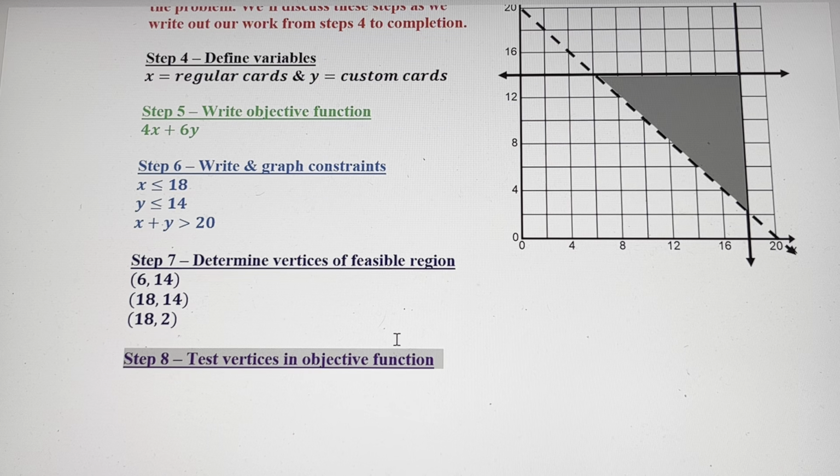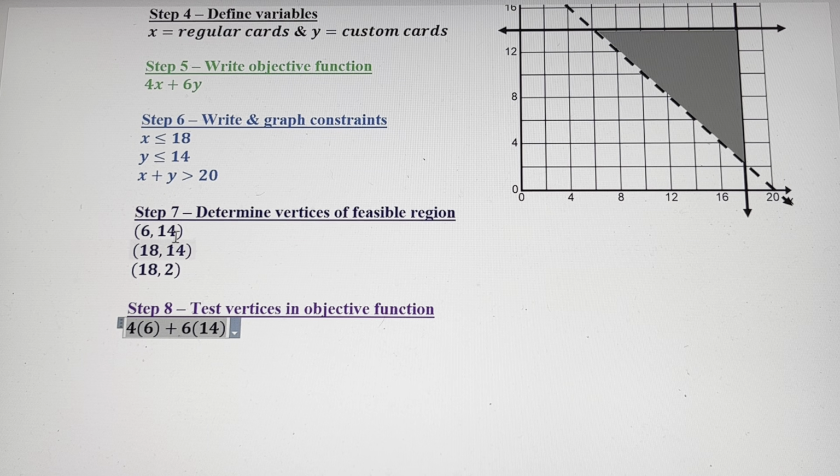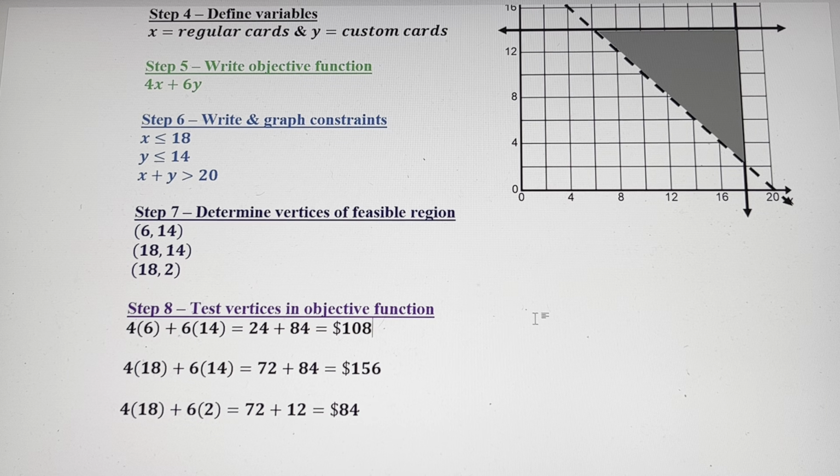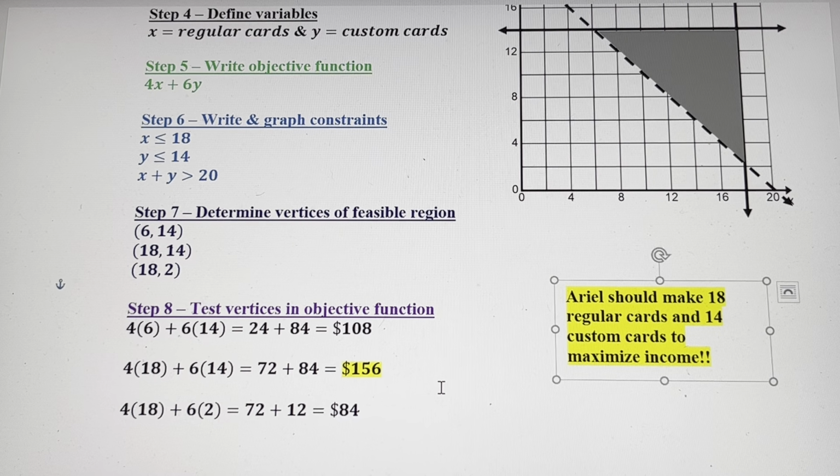Step 8, test the vertices. We're going to plug in (6, 14) first. That gives me $108 total: 24 plus 84 is 108. Now let's test (18, 14), which gives us 72 plus 84, which is $156. And now let's test (18, 2), which gives us only $84. So we can see which ordered pair is going to maximize income for her. It's 156. So Ariel should make 18 regular cards and 14 custom cards in order to maximize her income.